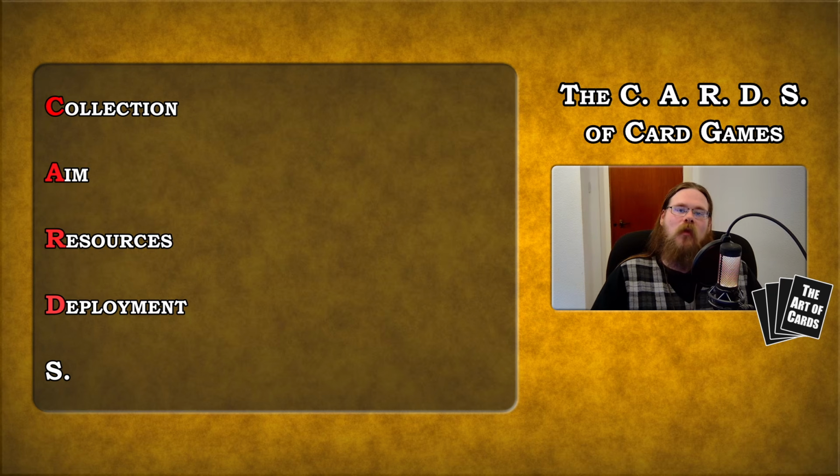So basically, deployment is where you put anything that has to do with the setup of the game and structuring of the game. So now that the players know where and when to play their cards, the one thing that is left to explore is how the players get to interact with their opponents. This leads us to the S in cards, which is the struggle.